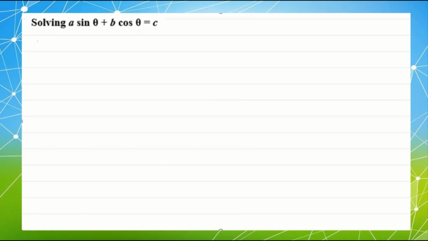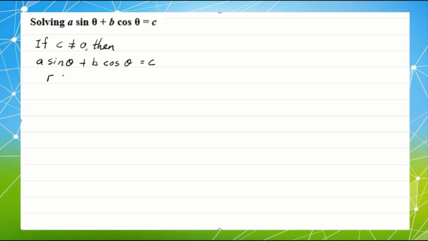Then from here we can find that theta is equal to arctangent of negative b over a. Now we go to the second case. If c is not equal to 0, then we are not able to change the expression a sine theta plus b cos theta into tangent theta. So in this case, we can change the expression a sine theta plus b cos theta into an expression that we call the R formula.